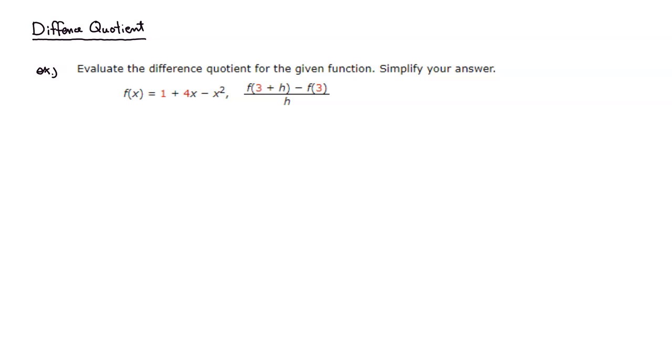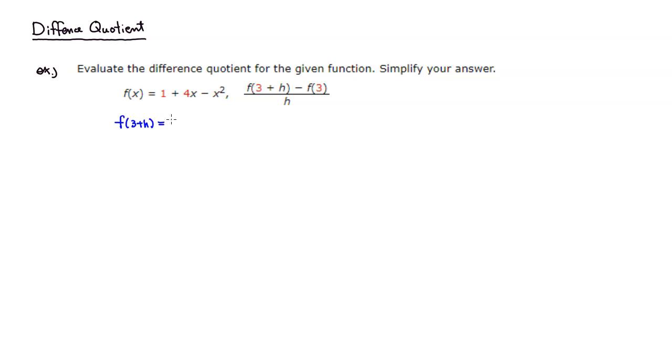We can do it all at once, or we can do it separately. Maybe I'll do it separately. So we need to find f of 3 plus h, right? So 3 plus h right here. All you have to do is every time you see x in the formula of f, we're going to put 3 plus h in it.